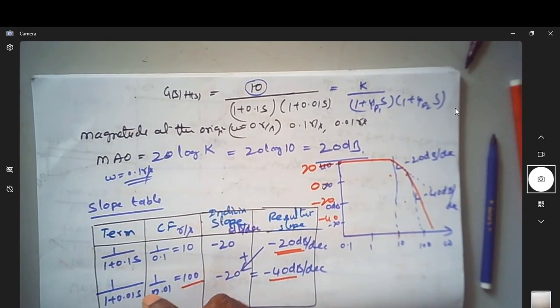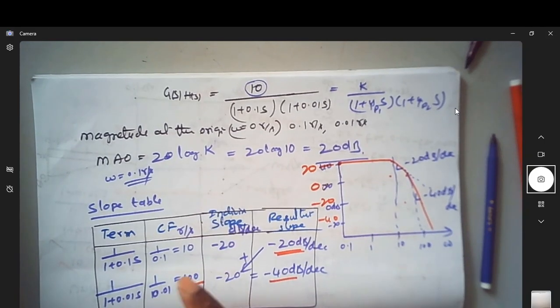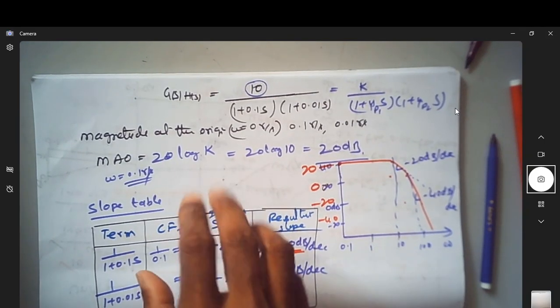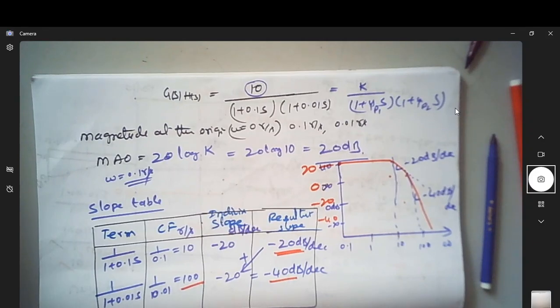Thank you. So we will see in the next video how we plot the graphs with a pole at the origin and how we plot it on the semi-log sheets.